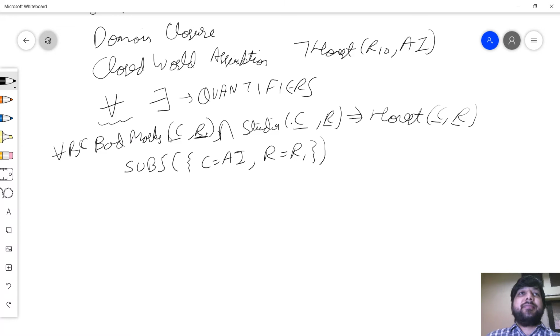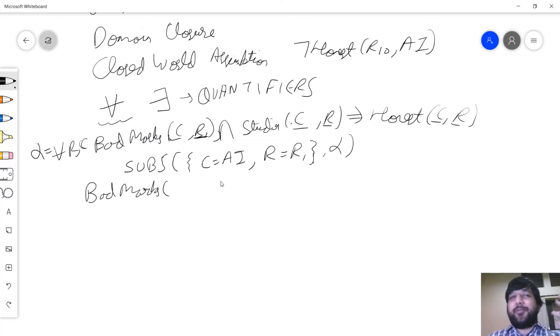in this rule. So let this rule be alpha, and what do I get? Now you can get the whole thing back by this substitution. Bad marks. I could choose any C, I could choose any R. Let's choose all permutations and combinations of them. Now they are not underlined, they are not variables.